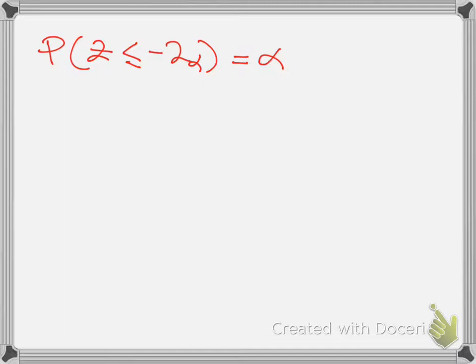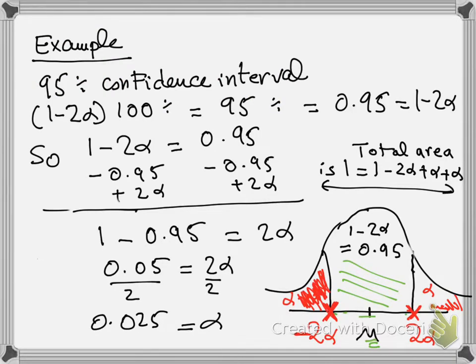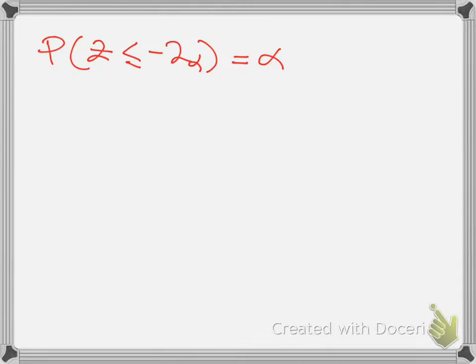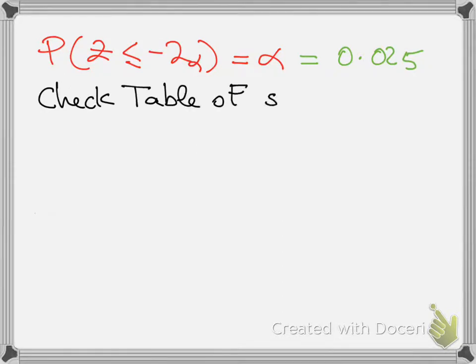So in our example here, we said alpha is 0.025, right? So we started with the 95% confidence interval, that's equal to 1 minus 2 alpha, and then alpha is 0.025. So what will be the corresponding minus Z alpha here? Now we have to check the table of the standard normal distribution.